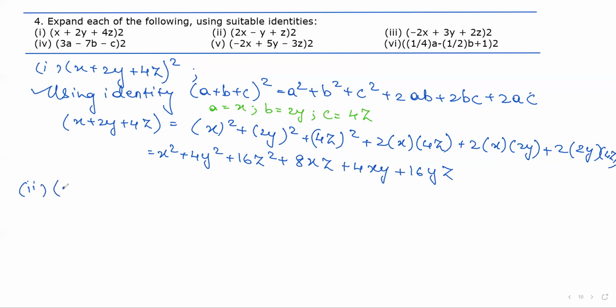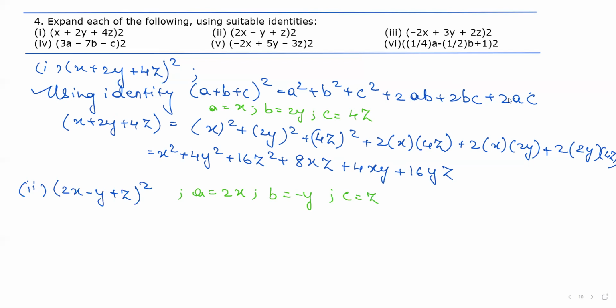Second part, (2x - 5 + z) whole square. Now in your identity, it is a plus b plus c. That means all a, b and c have positive values. Here you have minus 5. So a will be equal to 2x, b will be equal to minus 5, because the minus term goes with your variable, and c will be equal to z.